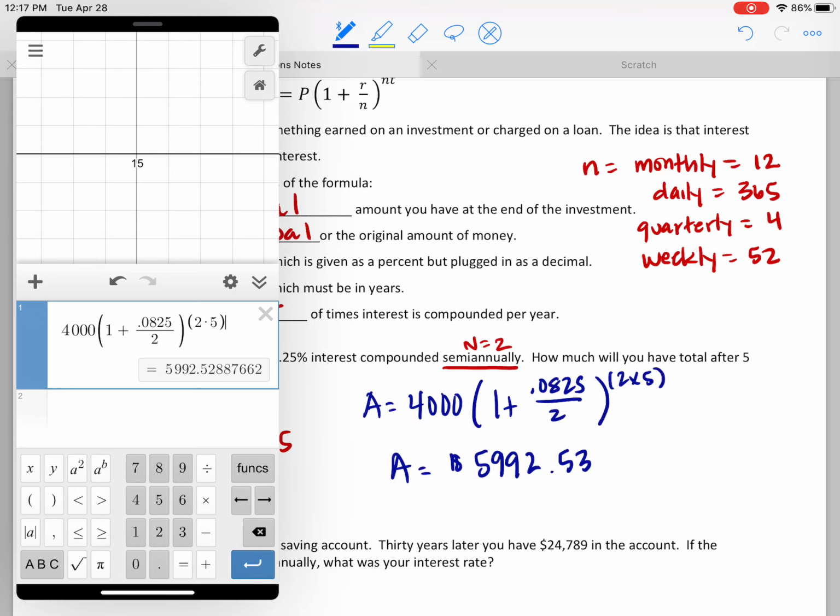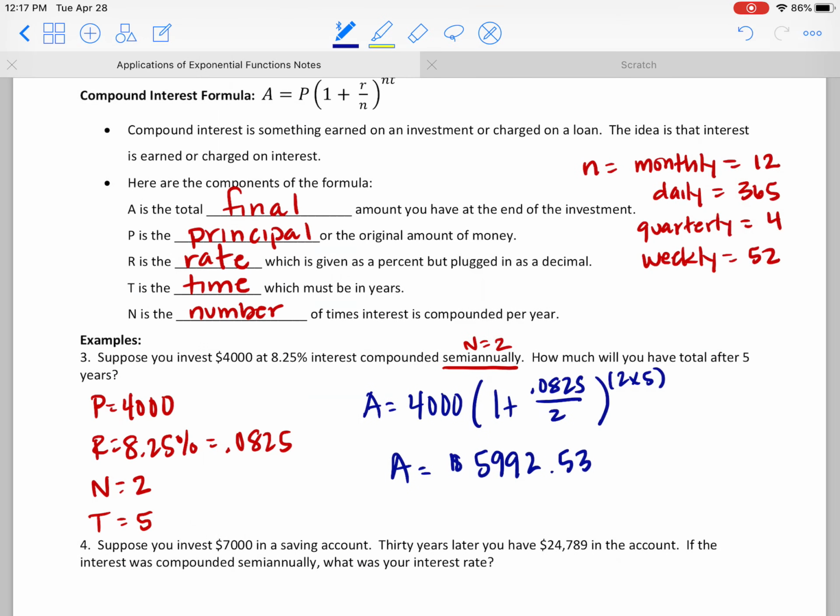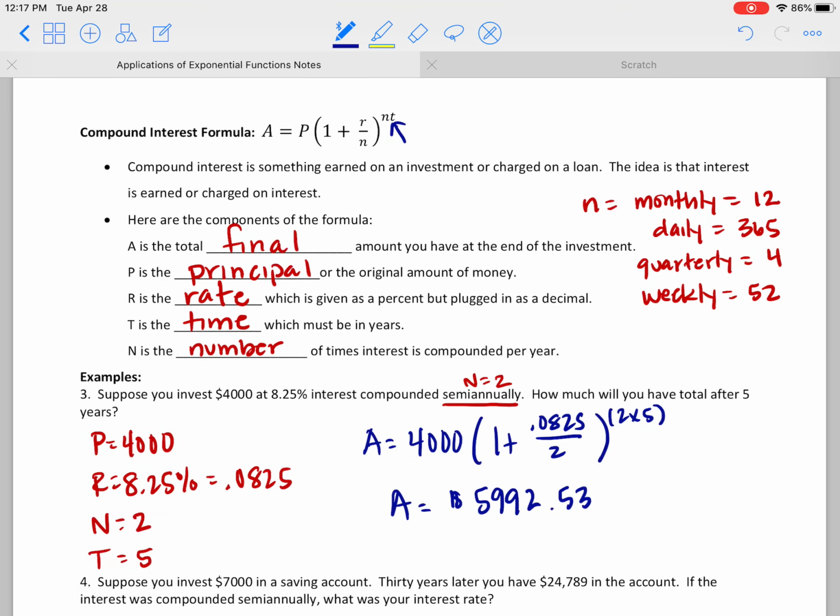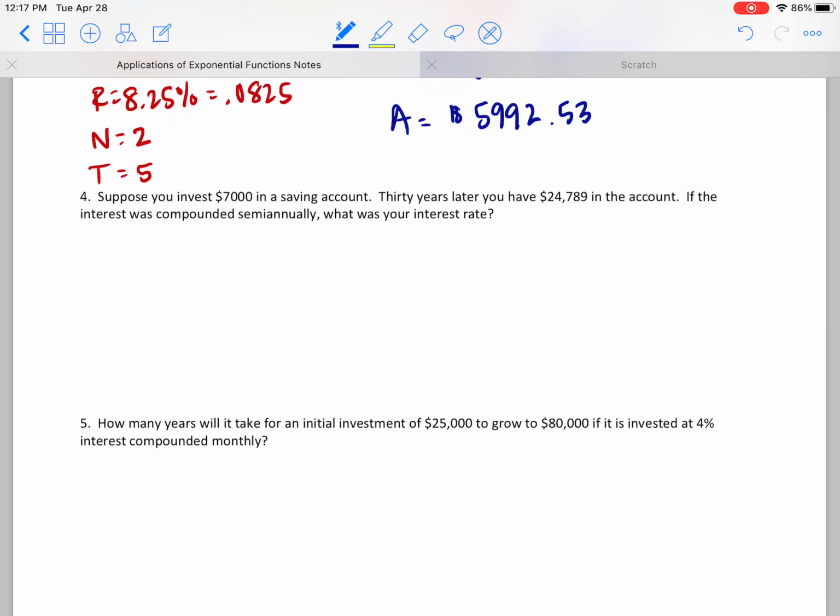Okay, then we're going to raise that to the, if you want both numbers to be in the exponent, you're going to put parentheses, so it's N times T, 2 times 5, or you could have just put a 10. So we end up with, at the end of the 5 years, $5,992.53. And since you started with only $4,000, that's almost $2,000 in interest, okay?